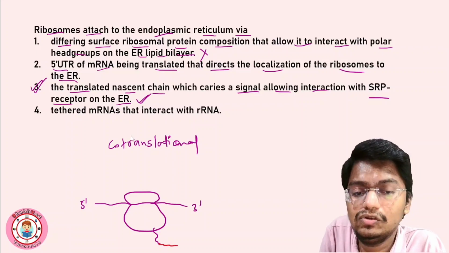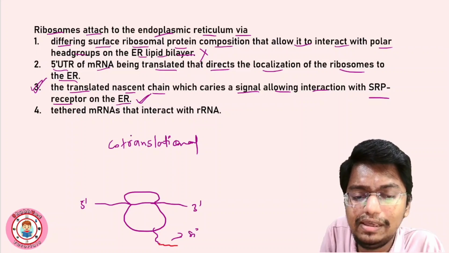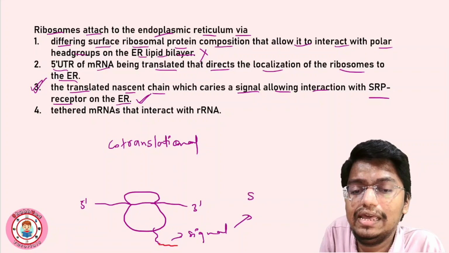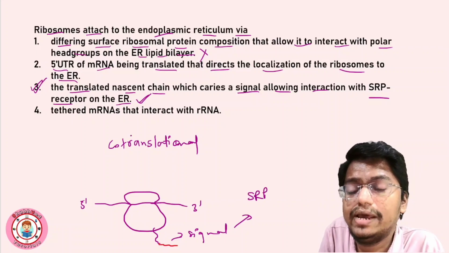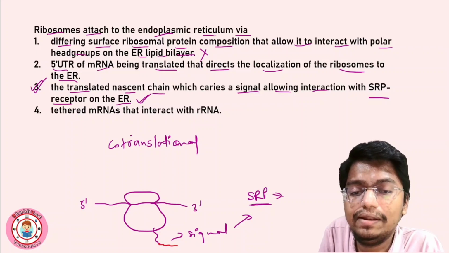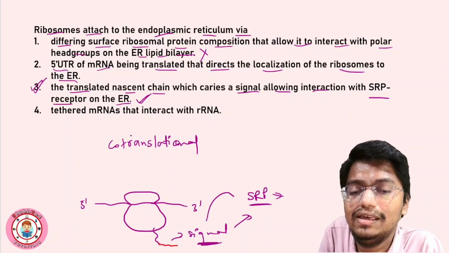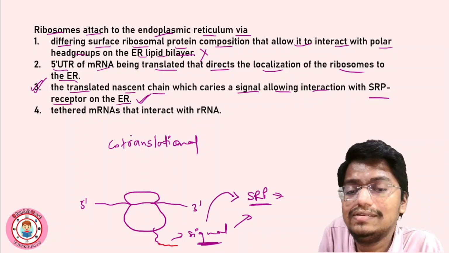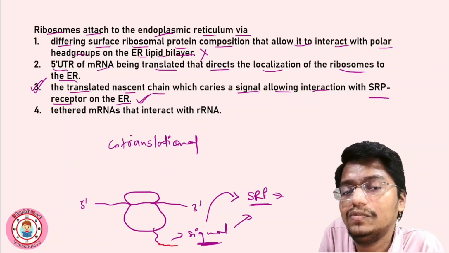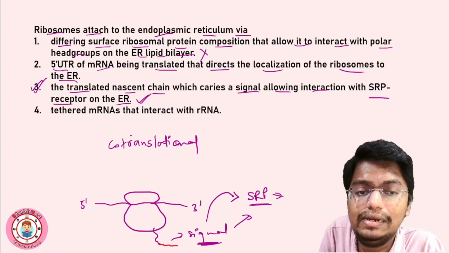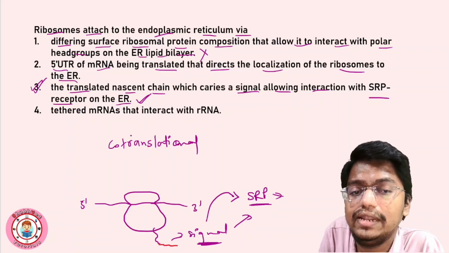राइट. So this signal, this is basically signal, and this signal is recognized by SRP, signal recognition particle. Okay, and then इसका receptor है on the ER, and there this signal gets bind. Okay, मतलब ये signal है, ये SRP पर, SRP receptor पर bind होता है. Okay, so the signal is recognized when it is translated from a nascent chain. Got it? So option 3 आंसर होगा.